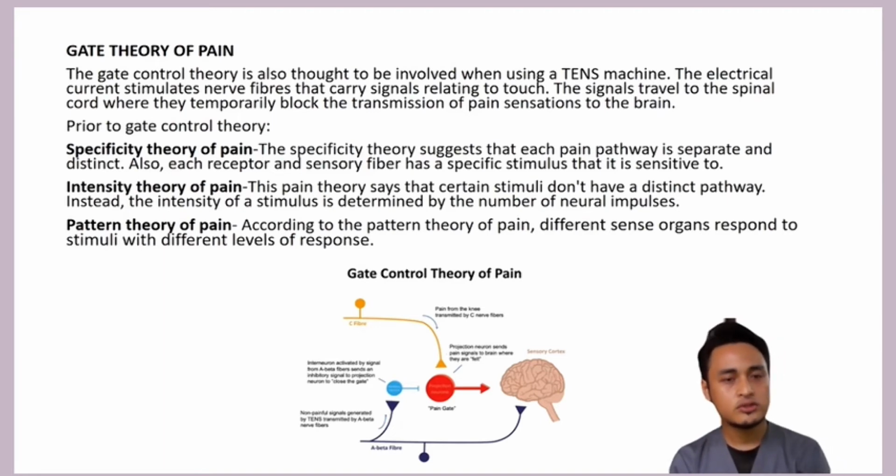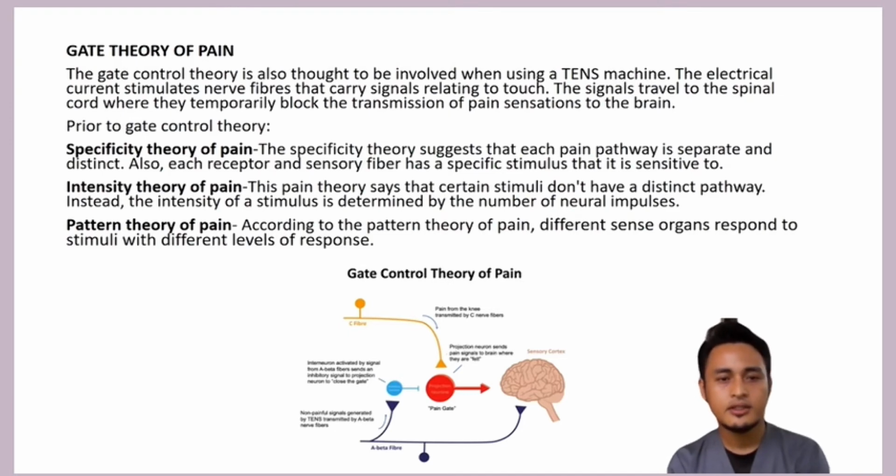Prior to gate control theory, there are three. Specificity theory of pain. The specificity theory suggests that each pain pathway is separate and distinct. Also, each receptor and sensory fiber has a specific stimulus that it is sensitive to.